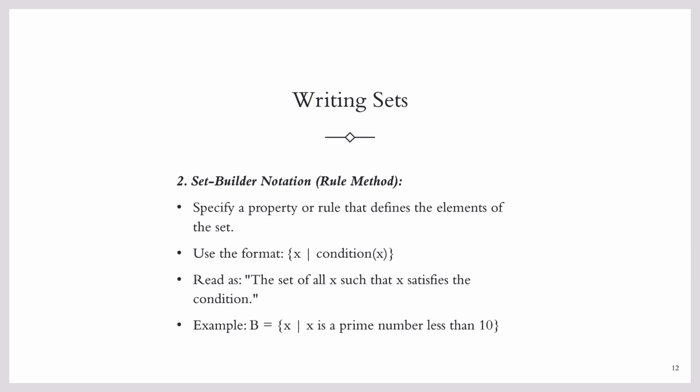So in our example where B is all the prime numbers less than 10, we would read it as B is the set of all x such that x satisfies the condition that x is a prime number and is less than 10. So the set B would contain the values 2, 3, 5, and 7.